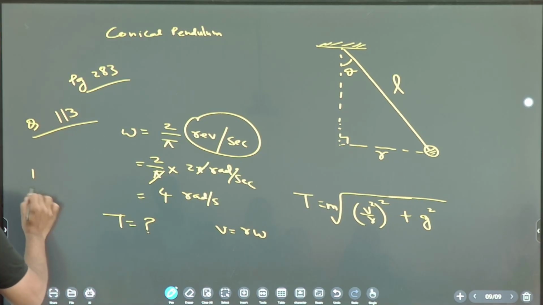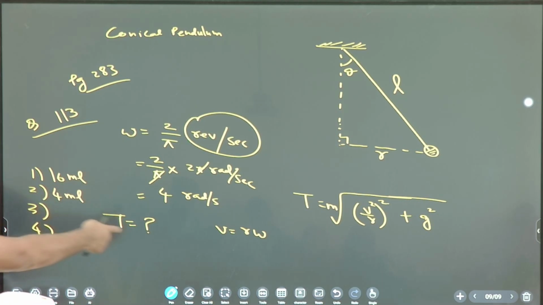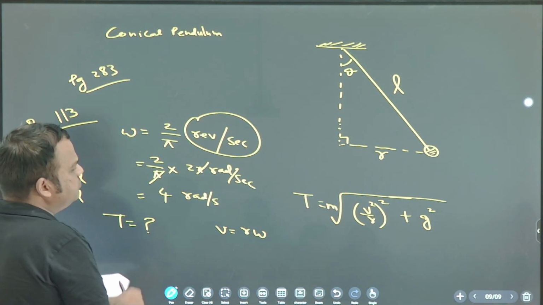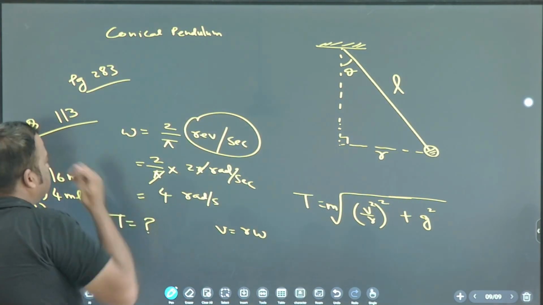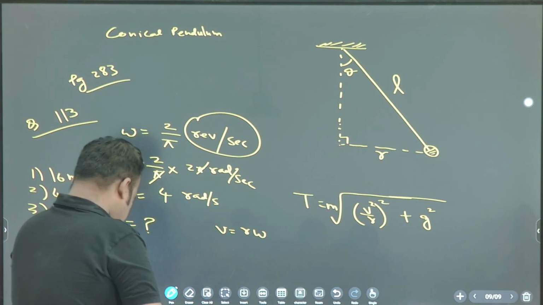But what are the options? 16 ml, 4 ml. But dimensionally this is wrong, right? This is dimensionally wrong. Okay, omega is given. Correct. It is correct only. We will get the answer. So theta is not given. Theta also not given.